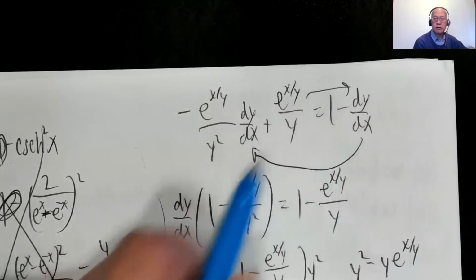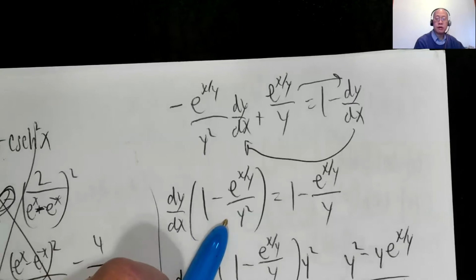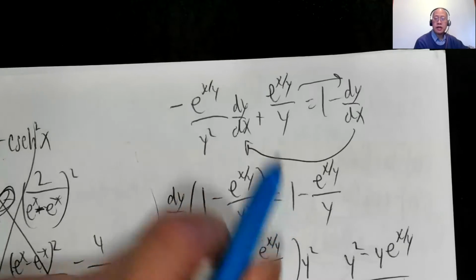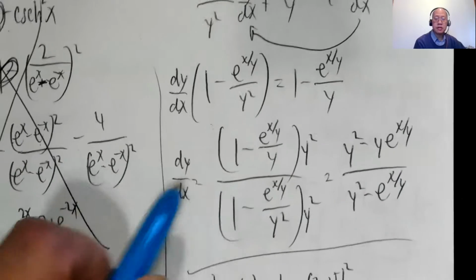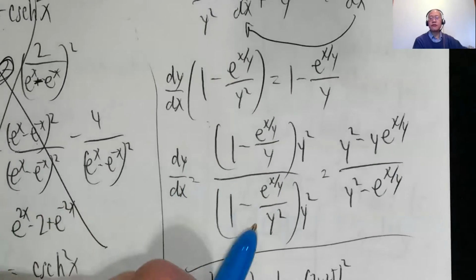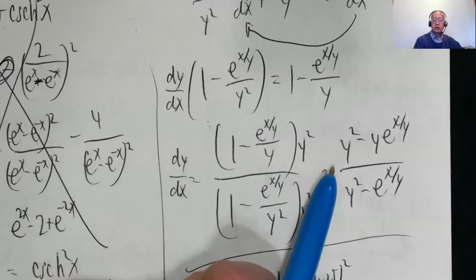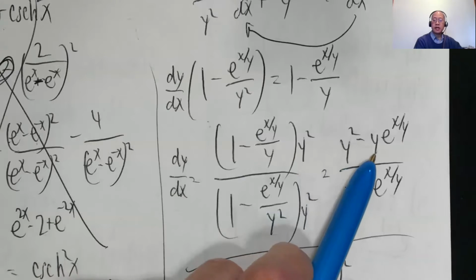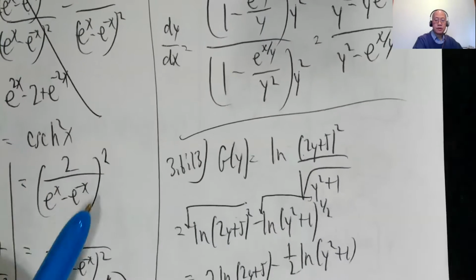Put this over here, put that over there, dy dx, factor out: 1 minus e to the x over y, divided by y squared, equals 1 minus e to the x over y, divided by y. Divide both sides by this mess, and you have this. That's sort of the answer, but make it cleaner, multiply top and bottom by y squared. So dy dx is y squared minus y e to the x over y, divided by y squared minus e to the x over y.